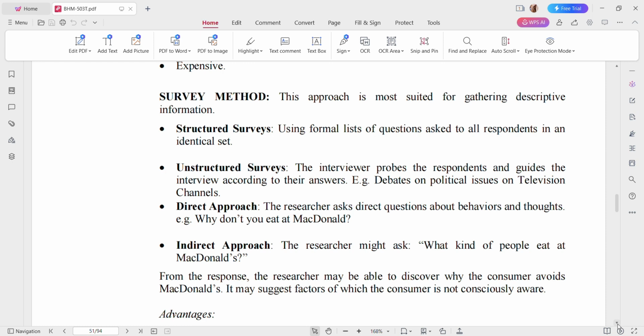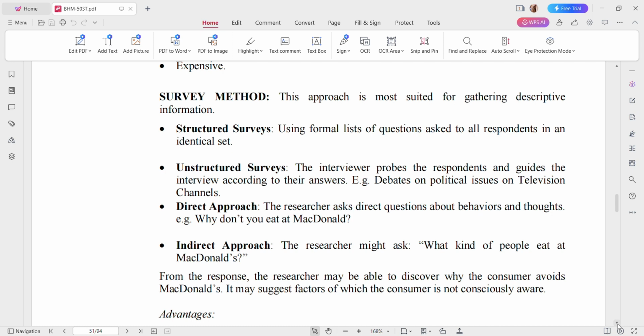Now, another one is the so-called direct approach. This is where the researcher asks direct questions about the behavior and thoughts. Example of this: why don't you eat at McDonald's? So that's the direct approach. But there are cases where topics, questions, and issues are sensitive, so it may not be safe to ask in a direct way. Here, the researcher might ask what kind of people eat at McDonald's. Notice here, although they are two different approaches, they will lead to the same answers. From the responses, the researcher may be able to discover why the consumer avoids McDonald's.